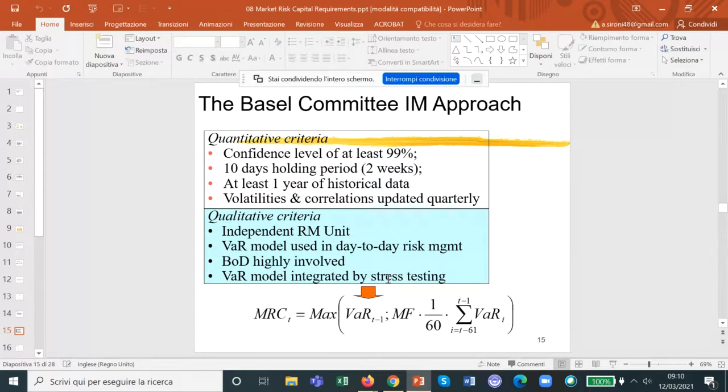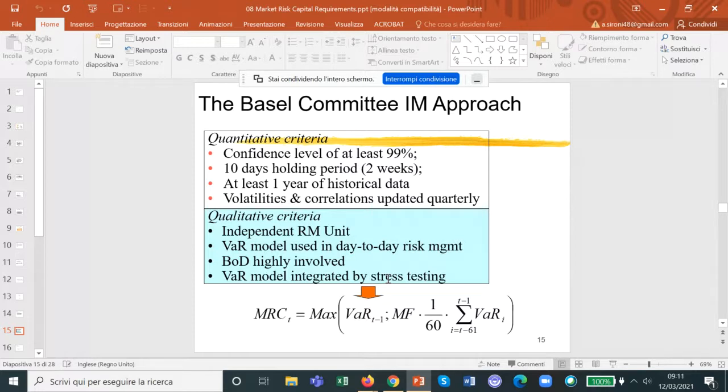Third, the board of directors must be highly involved. The board of directors must be involved in this process. It can't be something entirely delegated to quantitative people. And finally, the value at risk model must be integrated by stress testing. Remember, stress testing is not a value at risk approach. It's something that complements value at risk models.